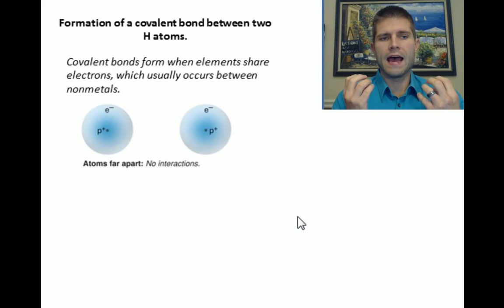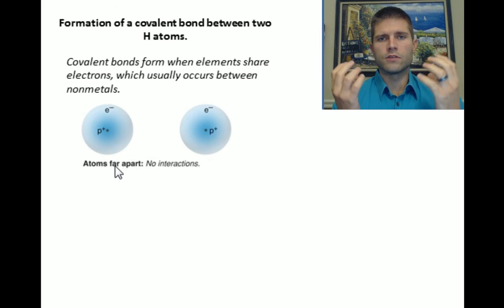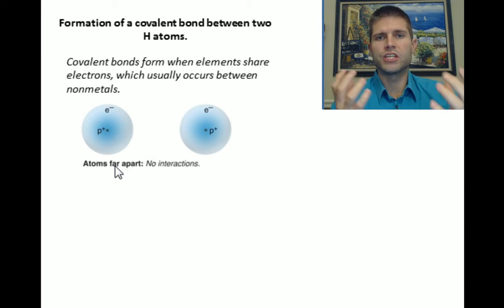Here, let's say we have two hydrogen atoms. If you remember your periodic table, hydrogen is actually a nonmetal, and although it's over on the metal side of the periodic table, it acts as a nonmetal. So if we have two hydrogen atoms, each one has a proton and each one has an electron. As these move closer and closer together, something starts occurring. Unlike the ionic bonds where one atom gives up an electron and the other one receives an electron, in covalently bonded systems there's more of a sharing that goes on.